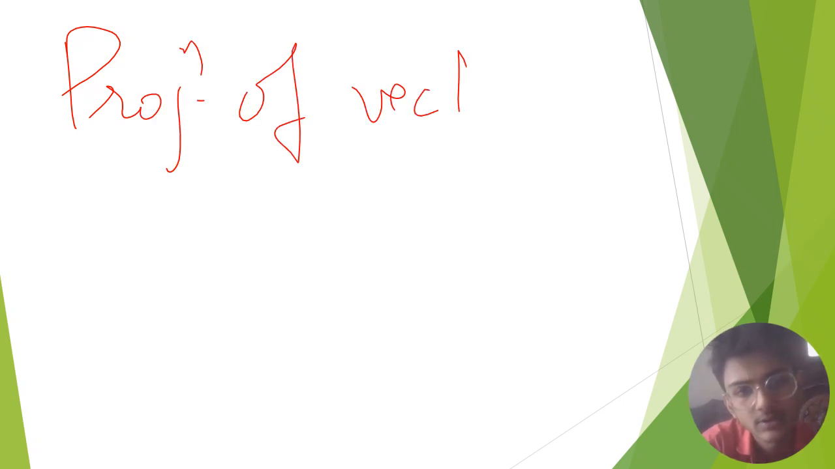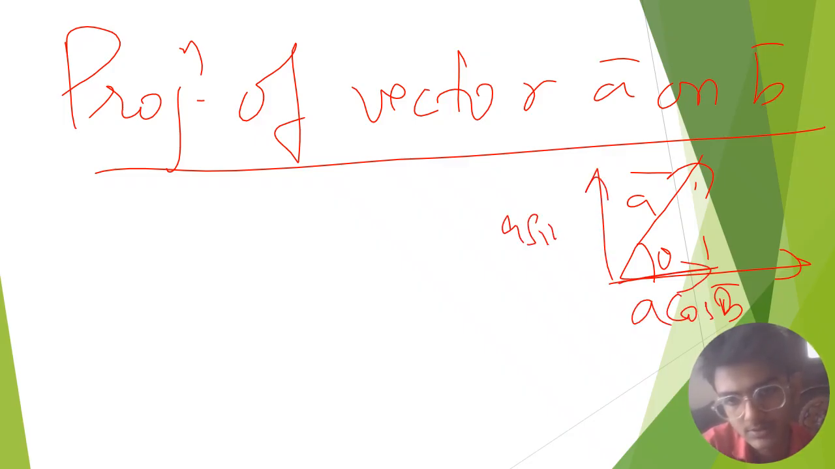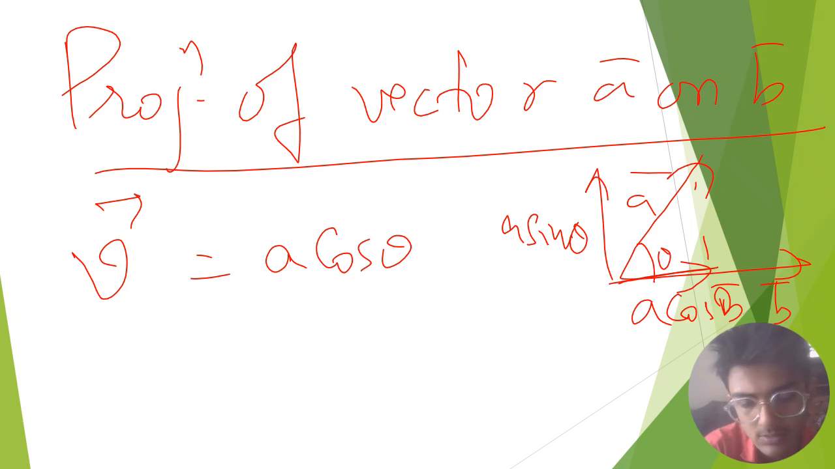So, projection of vector a on b. How do we write it? Just take a vector and b vector. We have to take the projection of a on b. So we just take a cos theta, as you see how we resolve vectors in x and y direction. So this is a cos theta. Now this is b vector. To write that projection vector, we will write it this way: a cos theta into b cap, right?